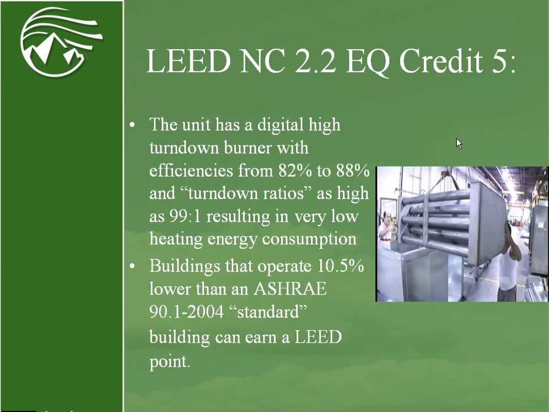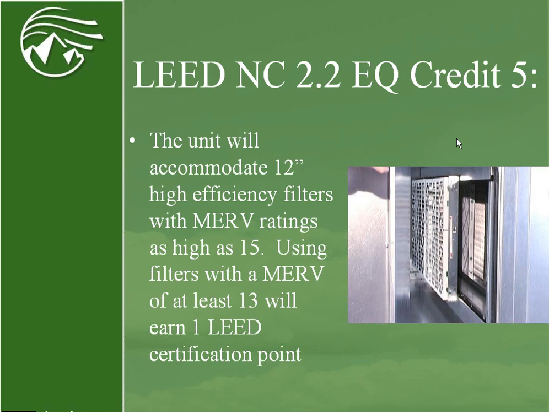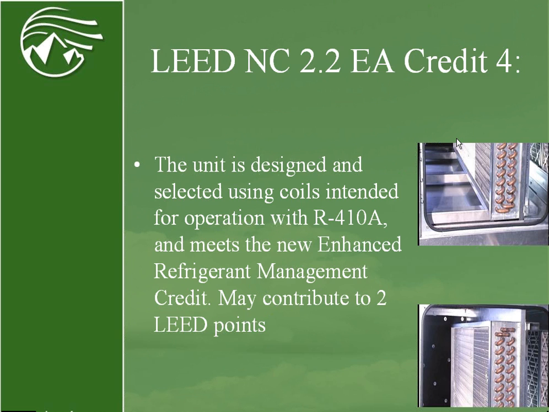The unit has the digital high turn-down burner, which we talked about in detail, so we can get as high as a 99-to-1 turn-down ratio, and that's a very low heating energy consumption. LEED states that any building that operates 10.5% lower than the ASHRAE 90.1 standard can earn a LEED point as well. So that's an additional point. The unit can accommodate 12-inch high-efficiency filters as high as a MERV 15 rating. And LEED states that using filters of MERV of at least 13 will earn an additional LEED credit point. So you can exceed that as well.